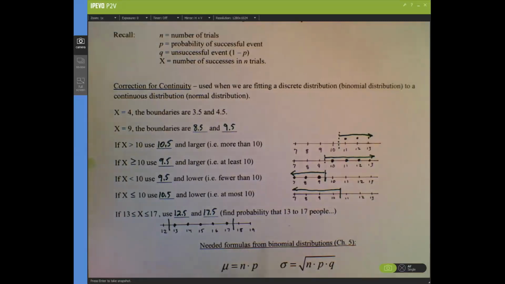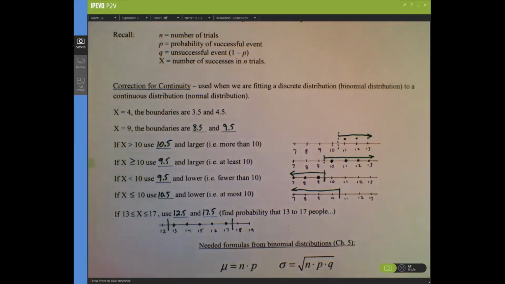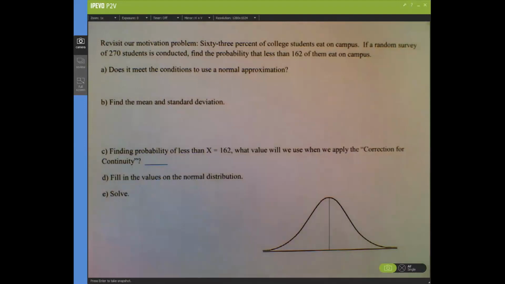There's going to be 2 formulas that we need. Okay, from back in chapter 5, we had mean equals n times p. We also have the standard deviation equals the square root of the product npq, or n times p times q. So back to the problem that we're working on.